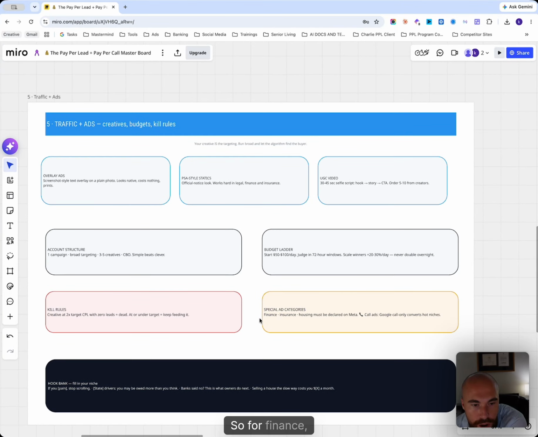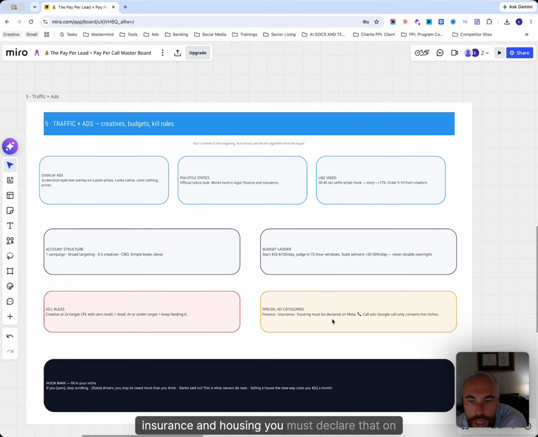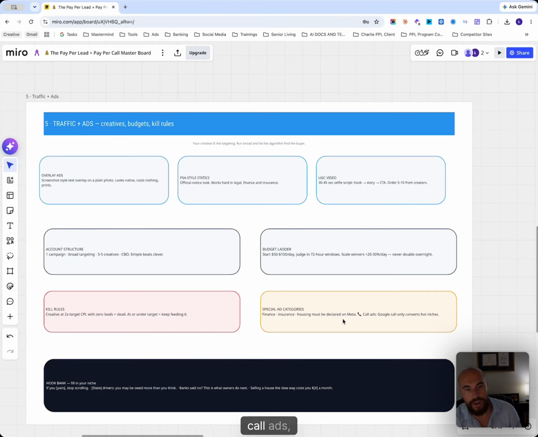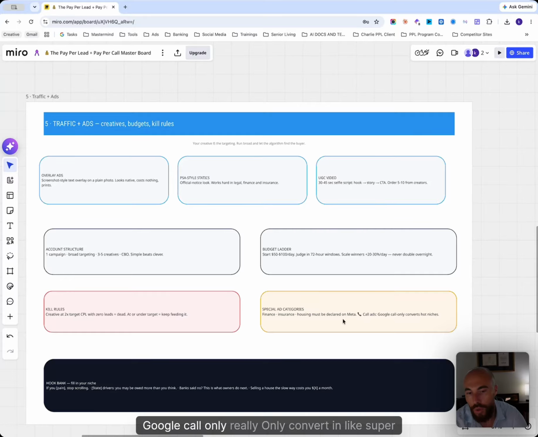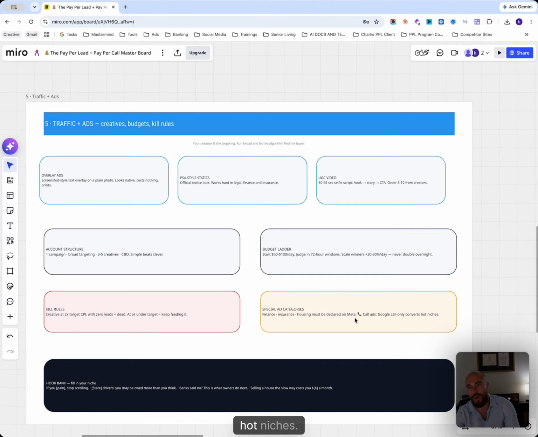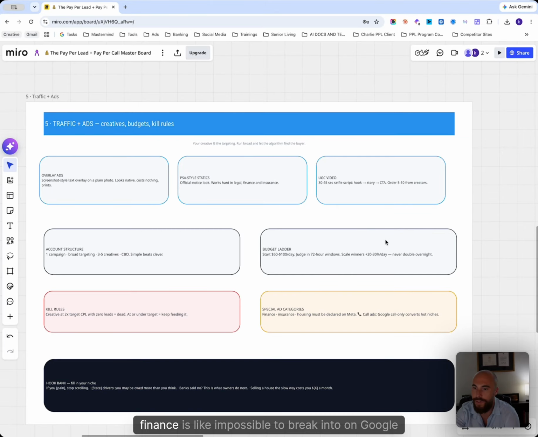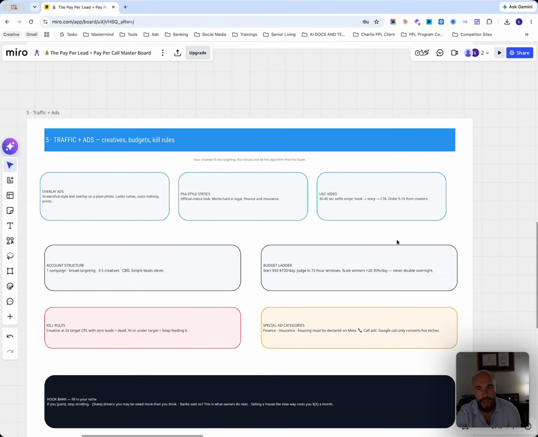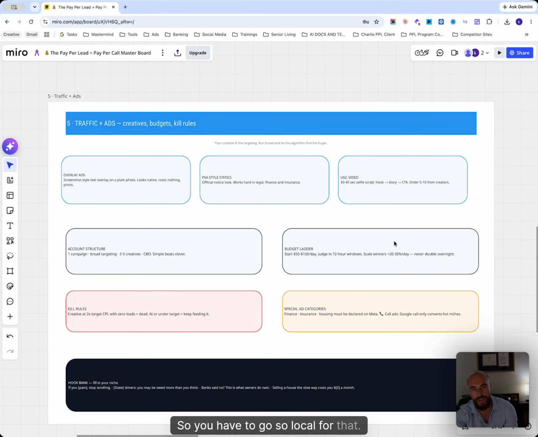So there are special ad categories here that can convert and that you need to be aware of. For finance, insurance, and housing, you must declare that on Meta. There's a little box under the campaign where you just check the box. And then for call ads, Google call ads only really convert in super hot niches. Insurance and finance are impossible to break into on Google, because you have LendingTree, Bankrate, all these big guys who have it on lockdown on all the SEO. So you have to go so local for that.